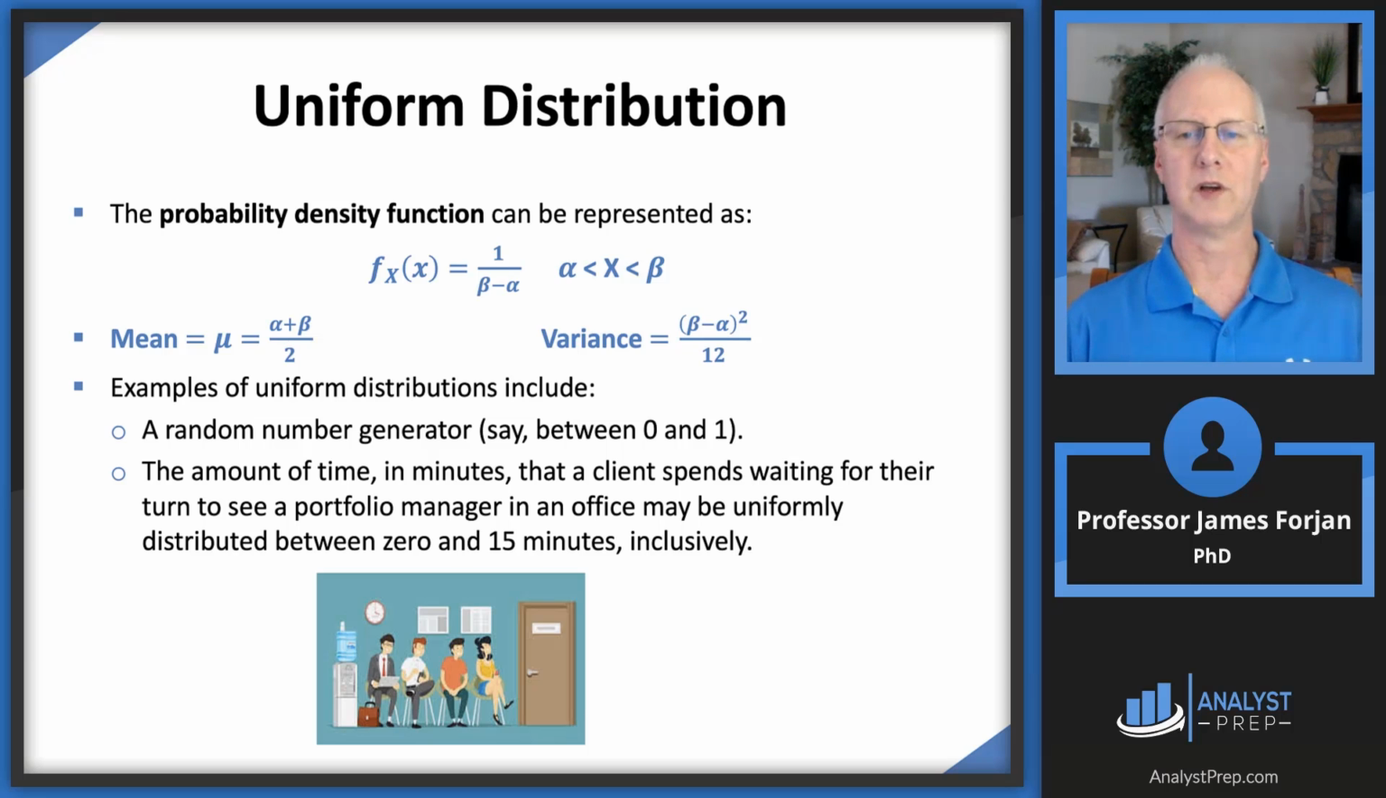And then the variance is going to be, well, what would that be? 6 minus 1 is 5, squared is 25, divided by 12. So that's about 2, right? And the square root of 2 or so is 1.7 or 1.8. So that's how you can compute the mean and the variance of a uniform distribution. Another example is the amount of time in minutes that a client spends waiting for their turn to see a portfolio manager. It could be uniformly distributed between 0 and 15 minutes.